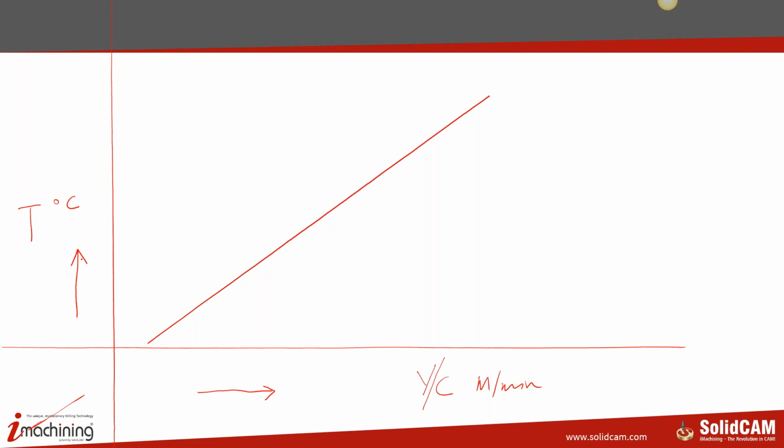Okay, so I have got two lines here. My x-axis is the VC, which is in meters per minute, and my y-axis here is the tool tip or tool edge temperature in degrees Celsius. What we all know about the VC versus temperature theory is that there is a linear curve. What does this mean? As my cutting speed increases, the temperature of the cutting edge also increases. That is the theory we all know about, and that's the theory that we work with.